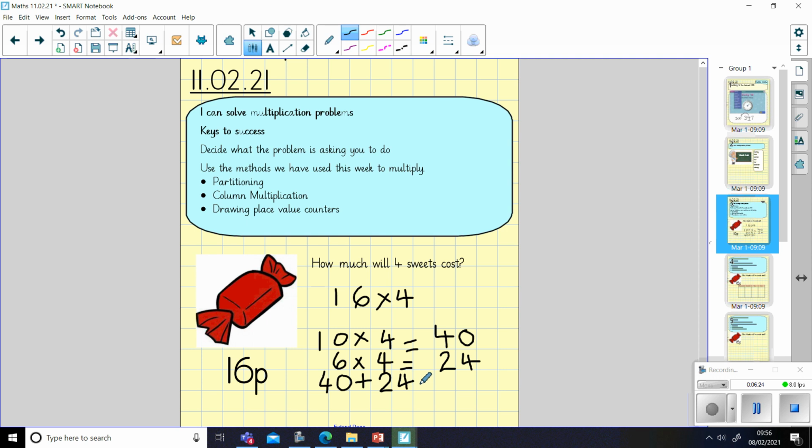And that equals 64. So the answer is that 4 sweets will cost 64 pence. That's one way that you might do it today. Remember to look back at your work from the last few days to remind you what we did.